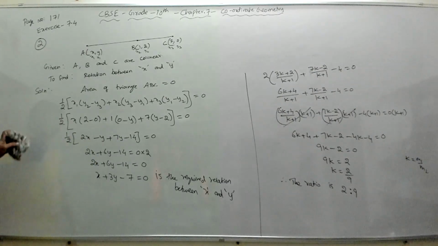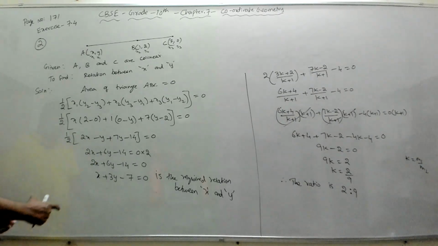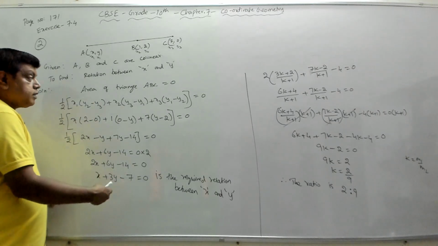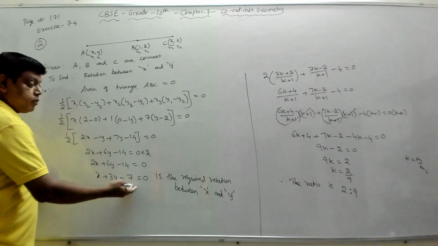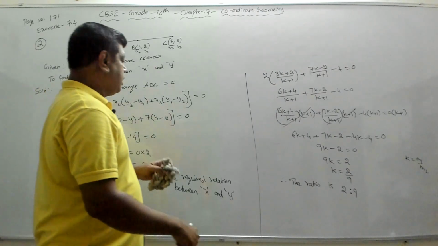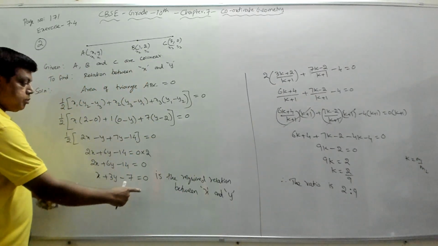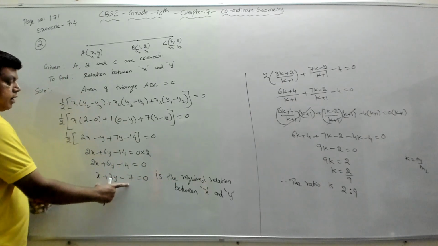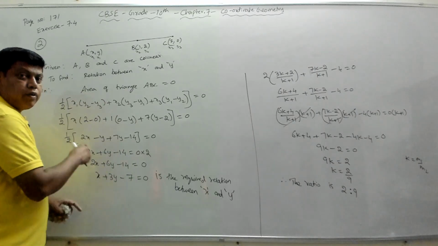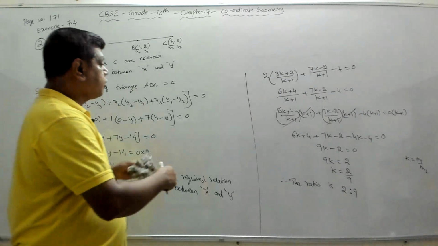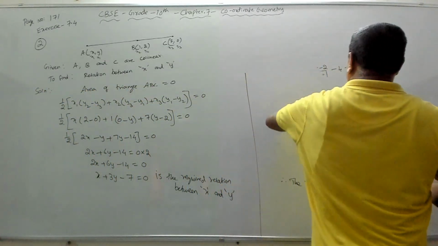Fine. So all of you can pause the video and take the note. This can also be asked as, what is the equation of the line AB? This is the equation of the line AB. Anyway, we wanted to find a relationship between x and y, and this is the relation, x plus 3y minus 7 equal to 0. Whenever x and y satisfy this condition, then the 3 points will be collinear. Right? So all of you can pause the video and take the notes.